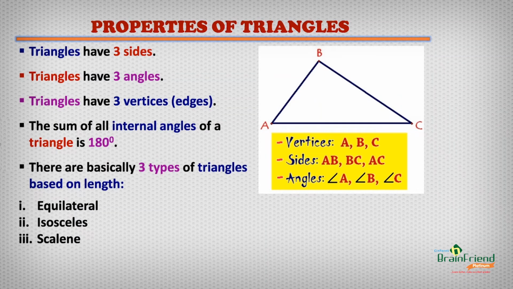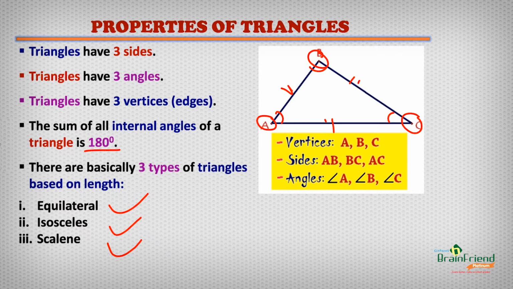which are: 1. Triangles have 3 sides. 2. Triangles have 3 angles, angle A, B, and C. Also, triangles have 3 vertices or edges, A, B, and C. And lastly, the sum of all internal angles of a triangle is 180 degrees. There are basically 3 types of triangles based on length. They are equilateral, isosceles, and scalene triangle.